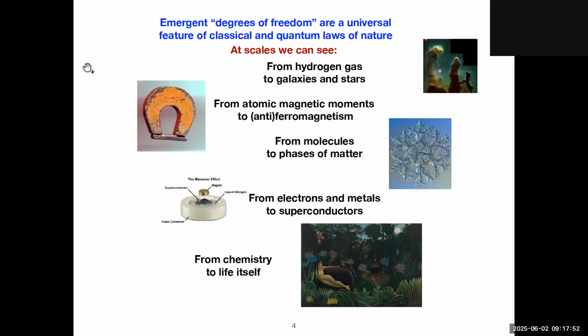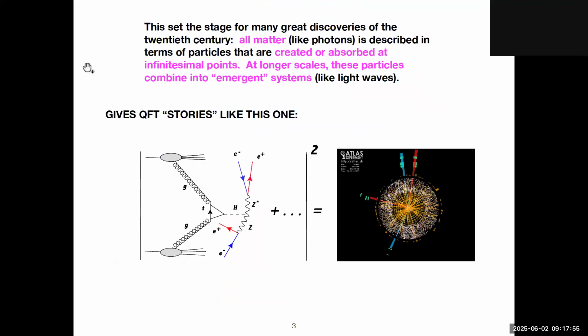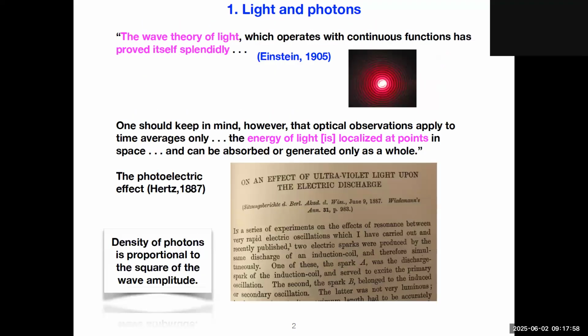But then Einstein went on. So Einstein went on to say, and this is really building on the insight of Planck for black body radiation, that one should keep in mind, however, that optical observations apply to time averages only. The energy of light, he claims, is localized at points in space and can be absorbed or generated only as a whole. And those things that are absorbed or generated only as a whole are, and you know the name.